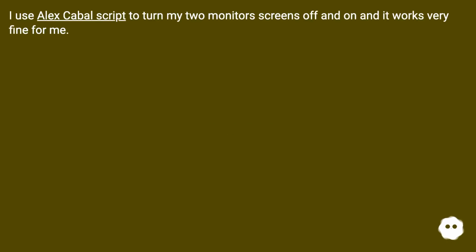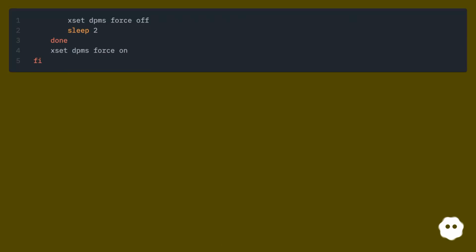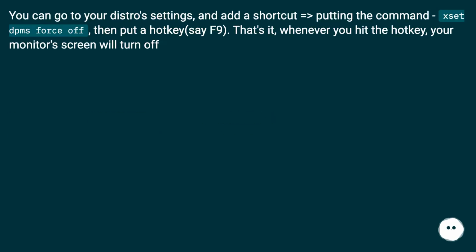I use Alex Cabal script to turn my two monitors screens off and on, and it works very fine for me. You can go to your distro settings and add a shortcut putting the command set dpms force off, then put a hotkey, say F9. That's it. Whenever you hit the hotkey, your monitor's screen will turn off.